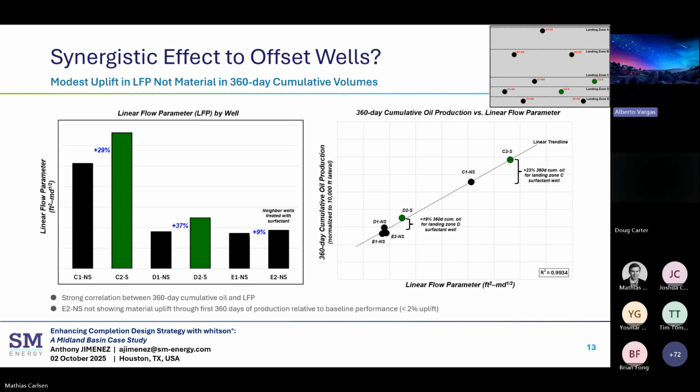And something to note here is if you focus down to the bottom left where you see the wells E1NS and E2NS, while there is that 9% improvement in linear flow parameter, there's less than a 2% improvement or increase in 360-day cum. So what this leads us to believe, at least at this point, is that that 9% is not material when you look at it from a rate perspective or your actual volumes.